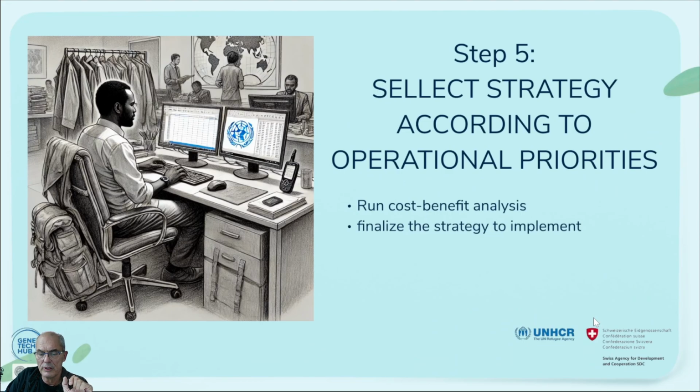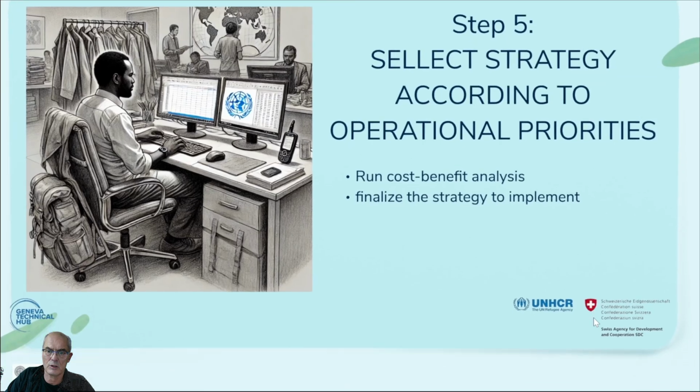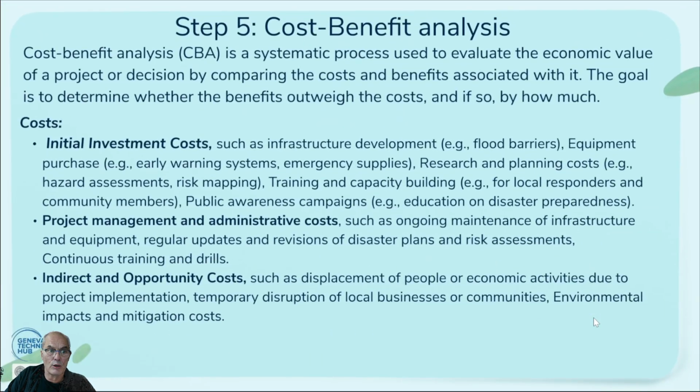And now we go to step 5. I don't want to spend too much time on step 5 because this is more the financial and implementation step. You have to run the cost-benefit analysis. Once you have your options of mitigation measures, you have to see what is my cost and what is my benefit. And of course, the costs need to be considered: the initial investments, the construction, the flood barrier, for example, the equipment, the warning system. Depending on the mitigation measure that you are choosing, there are different costs.